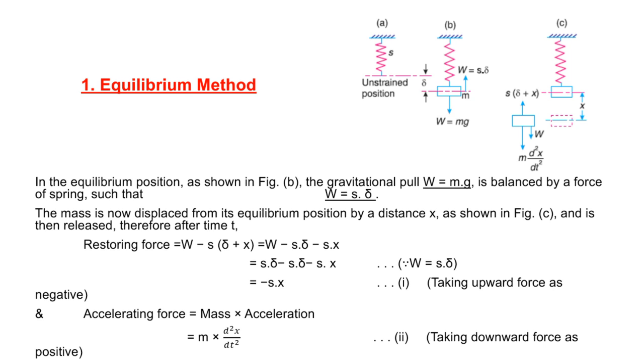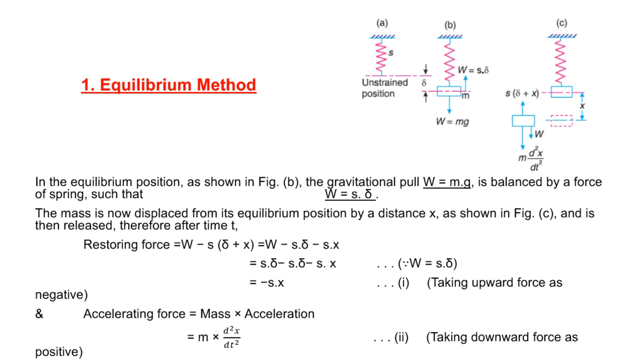For that, consider a spring of negligible mass in an unstrained position as shown in figure A, having stiffness S. That stiffness you can represent by K as well as S, K or S. Now that stiffness is nothing but the force required to produce unit displacement in the direction of vibration. It is usually represented in Newton per meter.